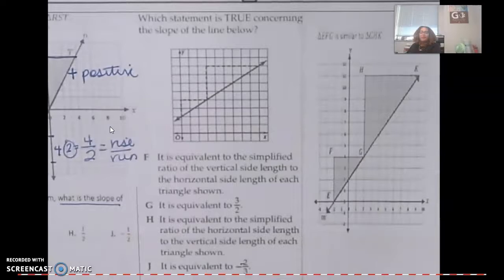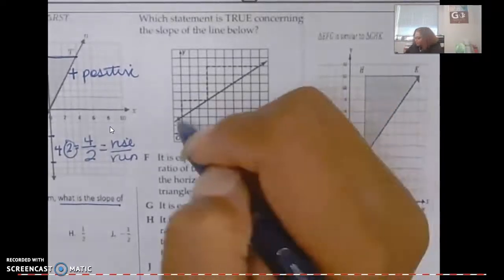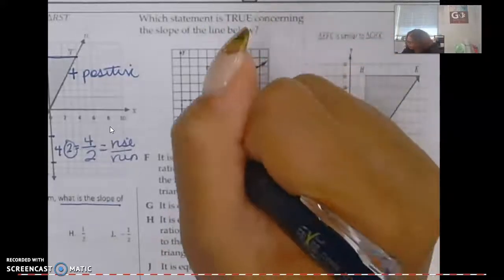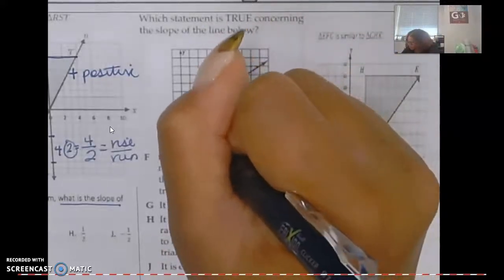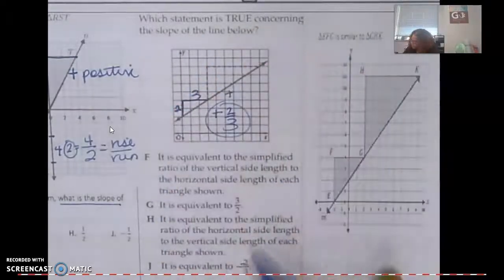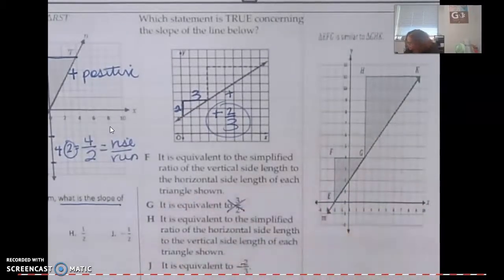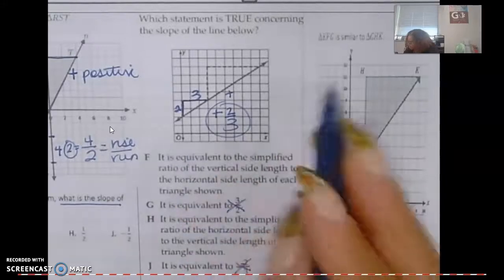All right, in the middle, it says, which statement is true concerning the slope of the line below? So let's count the units. The rise over the run is from here to here, so this is 2 units, and the run is from here to here, which is 3. It is positive, so it's a positive 2/3. Is it equivalent to 3/2? No, that's wrong. This says equivalent to -2/3. That's wrong because it's increasing.